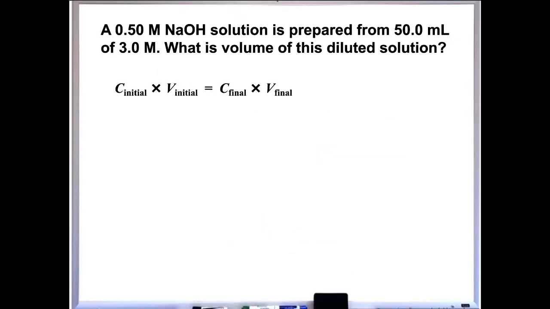Here's a problem. It says a 0.5 molar solution of sodium hydroxide is prepared from 50 milliliters of a 3 molar solution. What is the volume of the diluted solution? Essentially what they want you to do here is solve for V final. Give this one a try, and then I'll go over it with you. I think it's a 4-variable equation. All you're doing is solving for one variable, so see if you can plug all the numbers in the right places, and then we'll go over it.